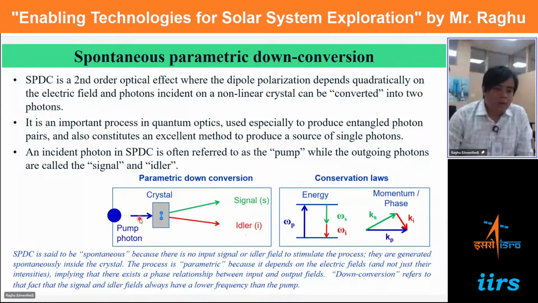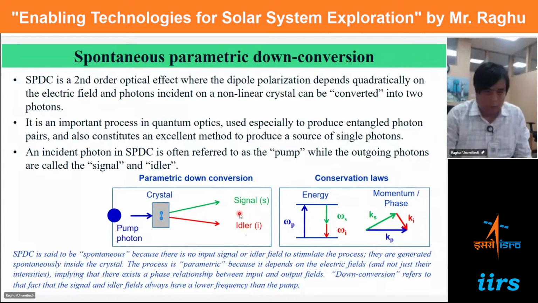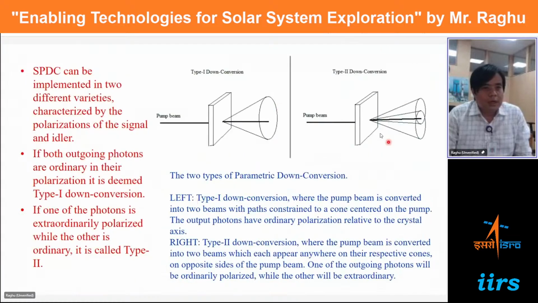Okay, so whatever the pump photon energy was, it will be the sum of these 2 energies. Therefore, the wavelength of each photon will be double, and in terms of frequency, it will be half. So if you have 405 nanometer, each photon will have 810 nanometer. There are 2 types, type 1 and type 2. I will not dwell much on this.